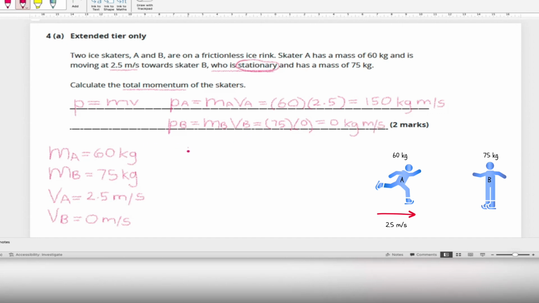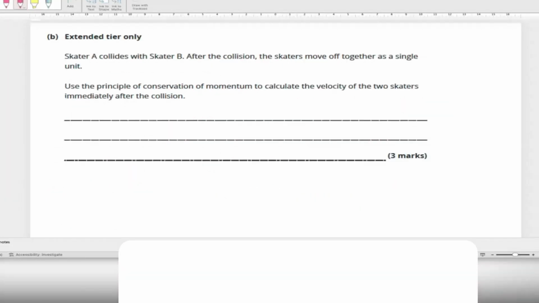Okay, now the total momentum is equal to the momentum of skater A plus the momentum of skater B. We know that the momentum of skater A is equal to 150, and the momentum of skater B is equal to 0. So that means the total momentum will be equal to 150 kilograms meters per second. Let's see what happens now.